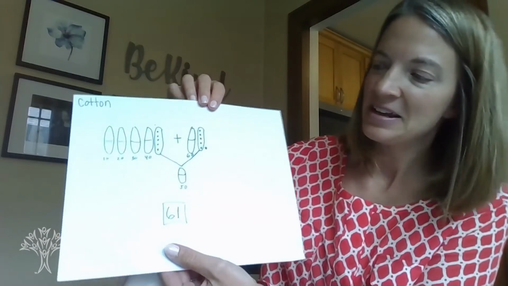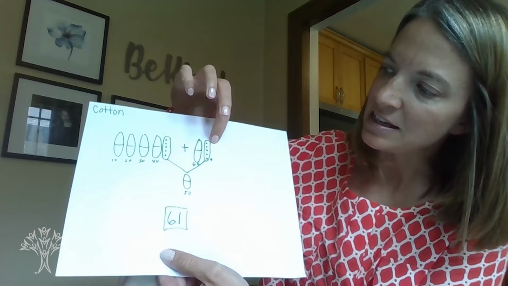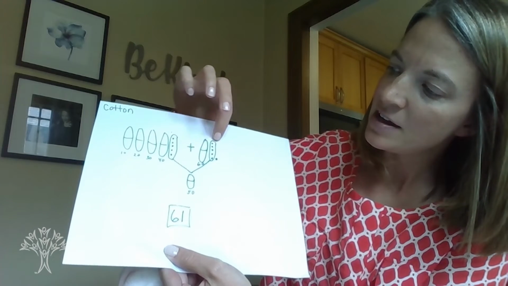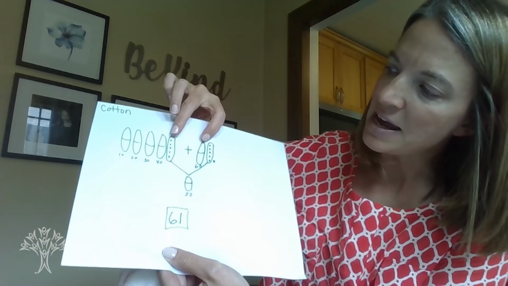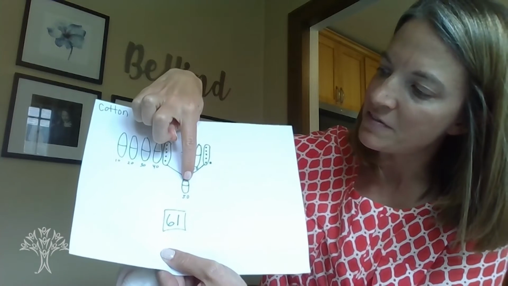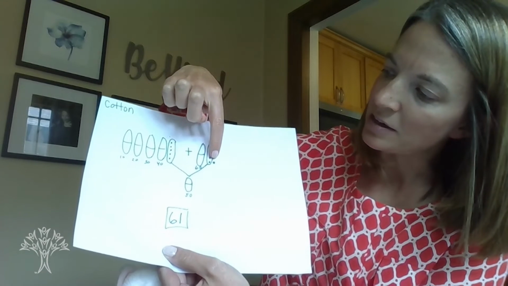Let's take a look at what Cotton did. Cotton solved this problem also using place value strategies, but thought of it in a little different way. So let's see, maybe you did it like this. Here we have 45 and 16. Cotton took this 45 and this 16 and made another 10. So it goes 10, 20, 30, 40, 50, 60, 61.